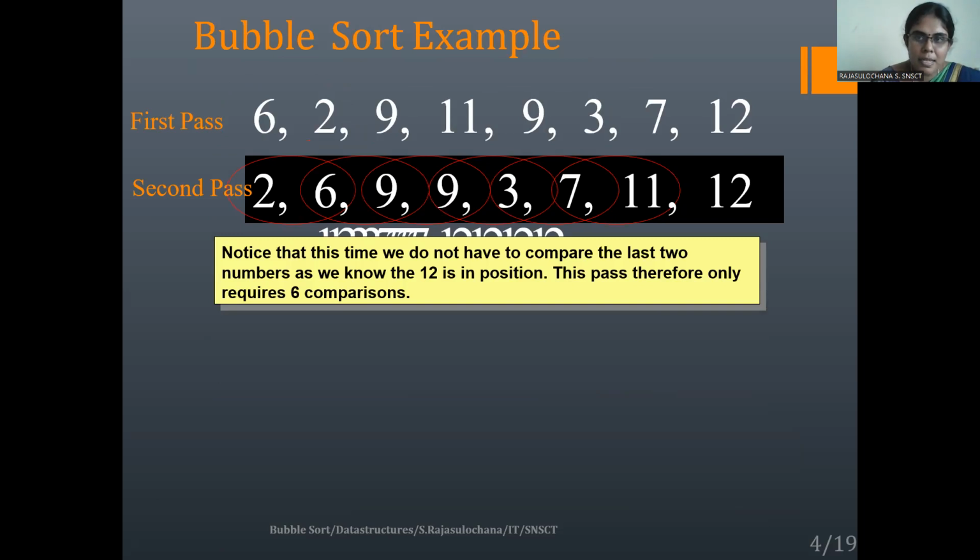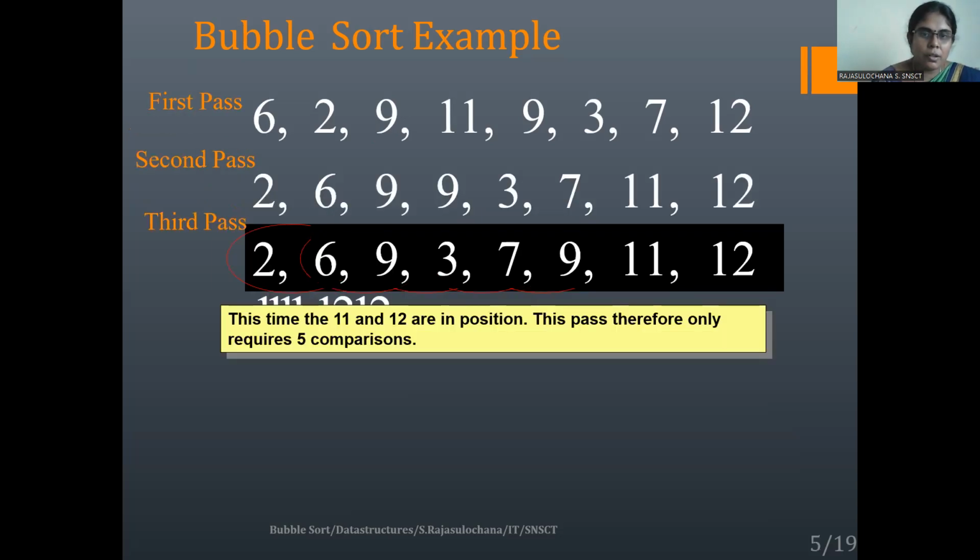In the next comparison, a change will happen, right? Since 9 and 3 are swapped, you have to compare 9 with 7, and 9 is greater than 7, so 9 and 7 will be swapped. In the coming comparison, 9 is compared with 11, so no swap is required. Similarly, 11 and 12, no swap is required. So this is the result of the second pass. At the end of the second pass, this is how the array will look.